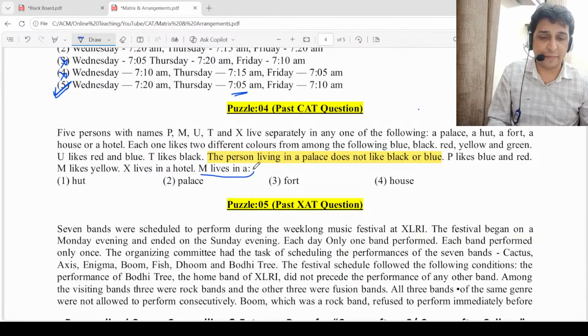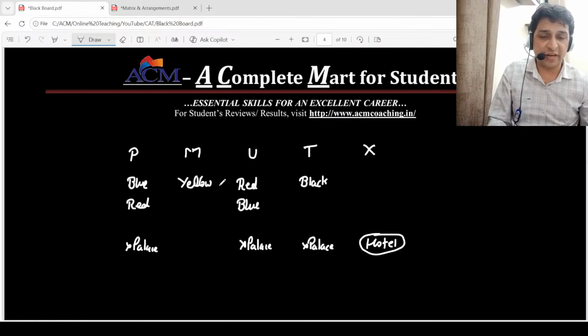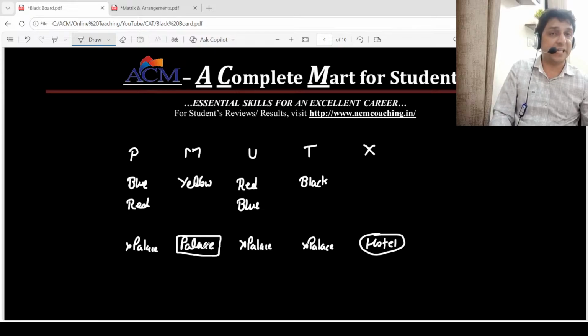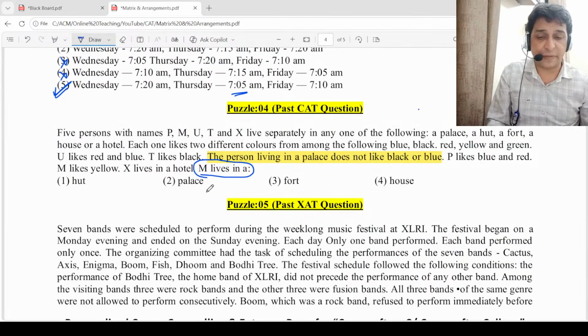Now the question is, M lives in a dash. Where does M live? Now palace is the only option left, because somebody has to live in palace, and X does not live in a palace. P can't live in palace. That means M lives in the palace. That is the answer. Straight away my question is done.